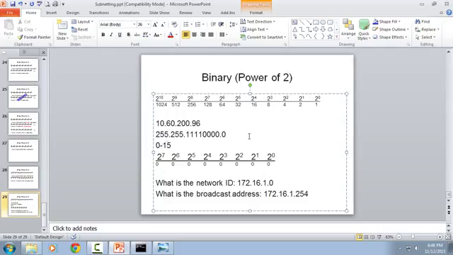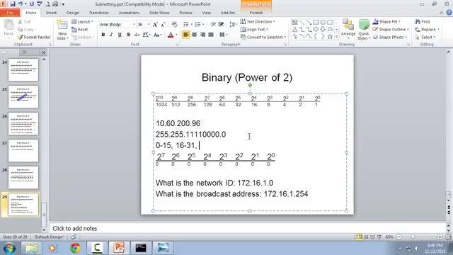So it's 32 to, wait, what are we working with? What's our range? 16. So that's 32 to 47. Is that right? Yeah, that's right. Okay.